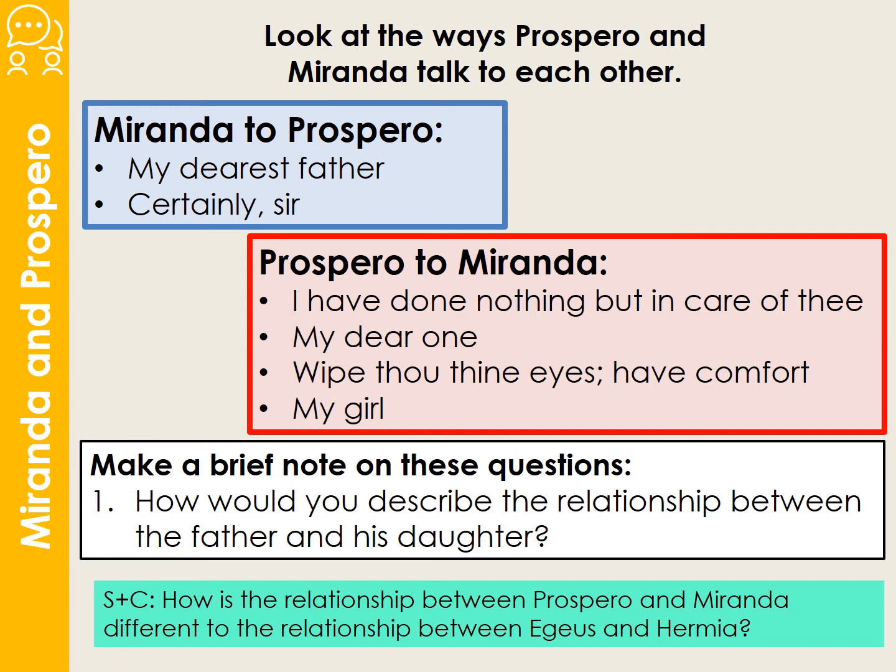So let's look at the ways Prospero and Miranda talk to each other. Miranda to Prospero: "My dearest father, certainly, sir." And then Prospero to Miranda: "I have done nothing but in care of thee, my dear one. Wipe thou thine eyes, have comfort, my girl." On your piece of paper, make a really brief note on this question: how would you describe the relationship between the father and his daughter? Just pause the slide here to make a couple of notes, one or two sentences, then we'll briefly talk about a few ideas.